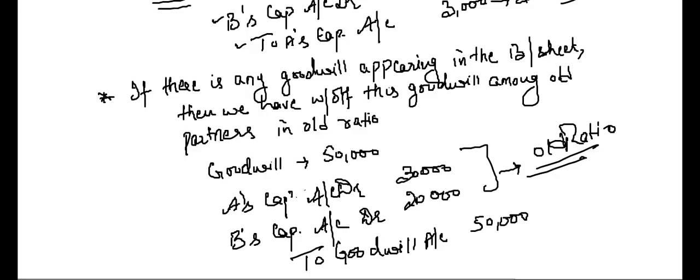We discussed one more point that if there is any previous goodwill appearing in the balance sheet on the date of change in terms and conditions, on the date where there is a reconstitution of the firm, then we have to write off this goodwill among old partners in their old ratio, right? So what will be the journal entry? The partners' capital accounts will be debited and the goodwill, that is our asset we are writing off, will be credited, right? Please remember, we have to distribute this goodwill among the partners in old ratio. Clear? Write off this goodwill among old partners in old ratio. This is very, very important, not to distribute in the new ratio.